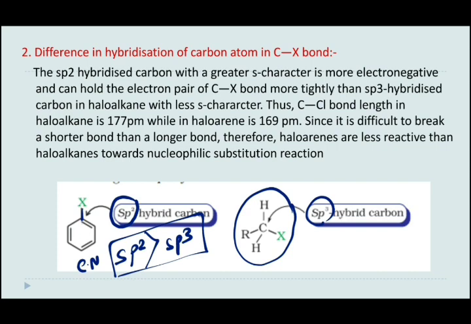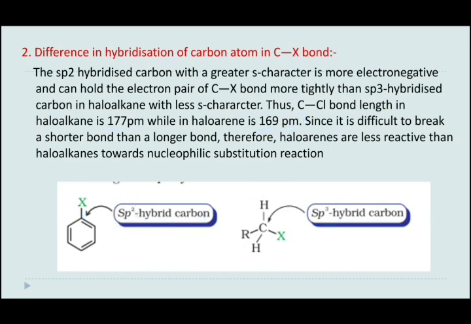Here there is data that in a haloalkane the carbon chlorine bond length is 177 picometer, whereas in haloarene it is 169 picometer. So comparatively the bond in haloarene is stronger due to the higher electronegativity of the sp2 hybridized carbon atom. So this is the second factor behind the lower reactivity of haloarenes.